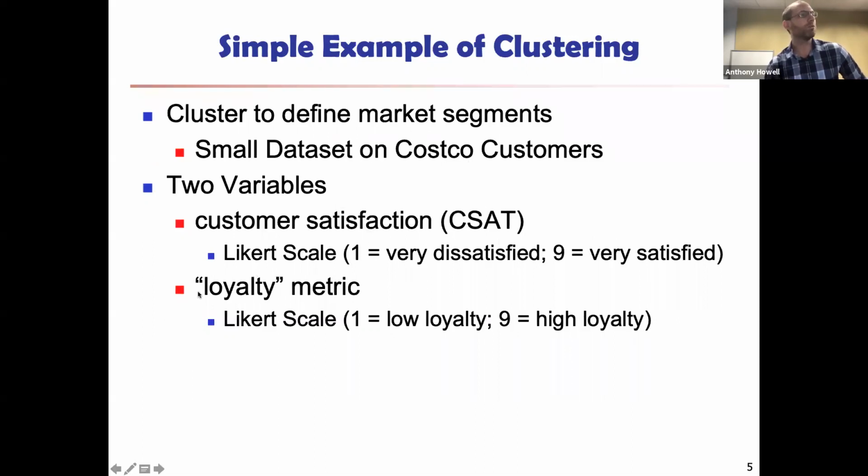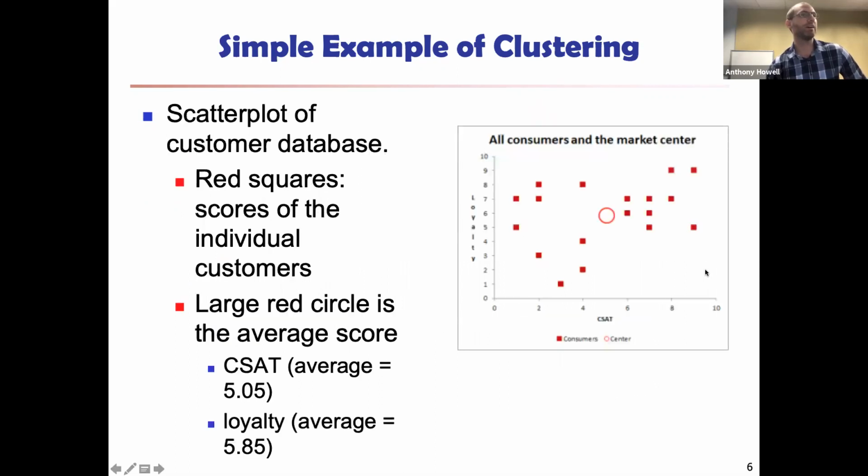The other variable we have is a loyalty score, also on a Likert scale, 1 being low loyalty, 9 being high loyalty. We have this information on a handful of customers. Each red square is a score for an individual. We have customer satisfaction on the x-axis and loyalty on the y-axis, again ranging from 1 to 9. The large red circle is the average score, approximately 5.05 for customer satisfaction and 5.85 for loyalty.